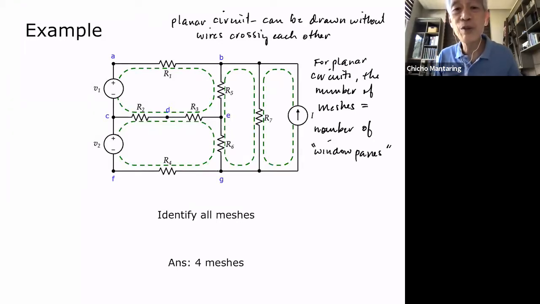The number of meshes is equal to the number of window panes. Imagine this to be a window, and imagine this to be your window panes. So when you look at the circuit, imagine it as a window, and each square is a window pane. The number of meshes is equal to the number of window panes. But that's only true for planar circuits. Anyway, lucky you, most of the circuits that we will be dealing with are planar circuits. So there are exactly 4 meshes in this particular circuit.